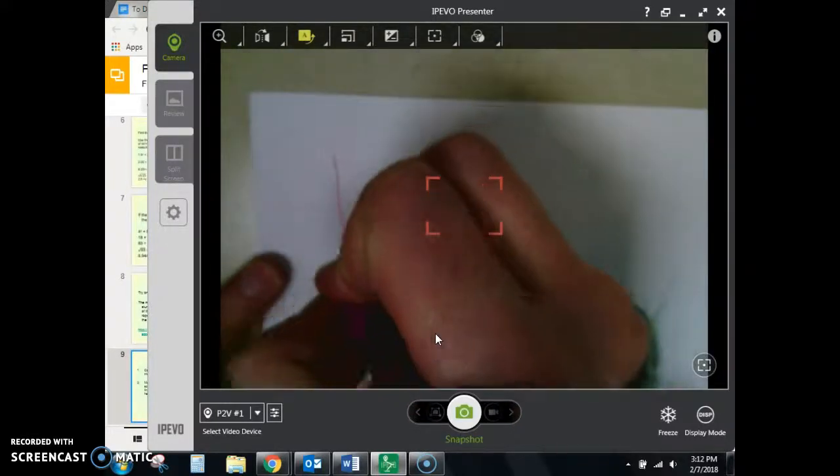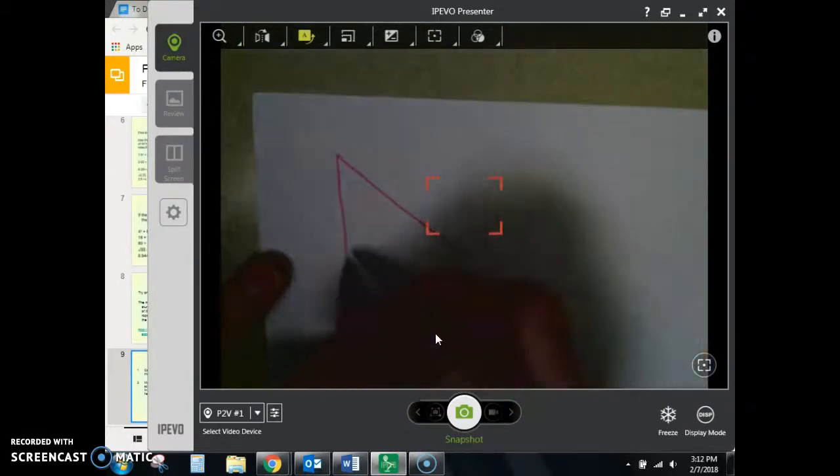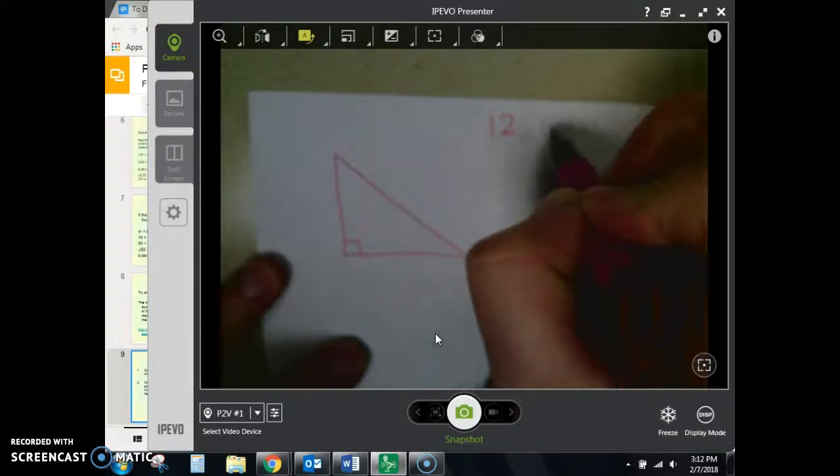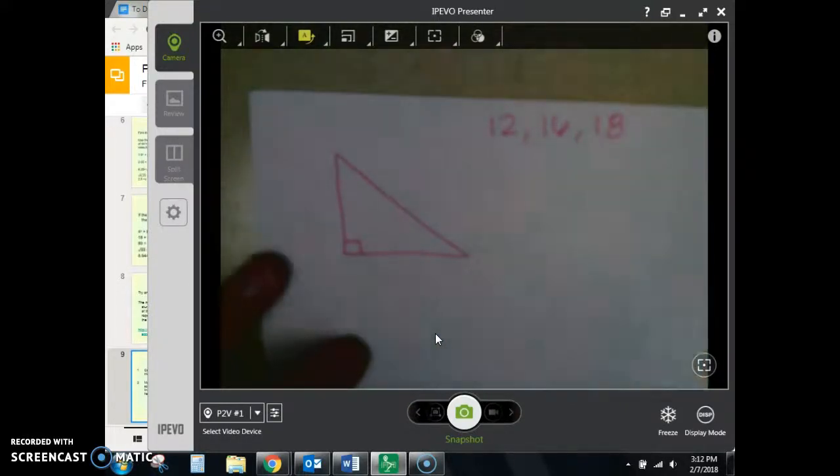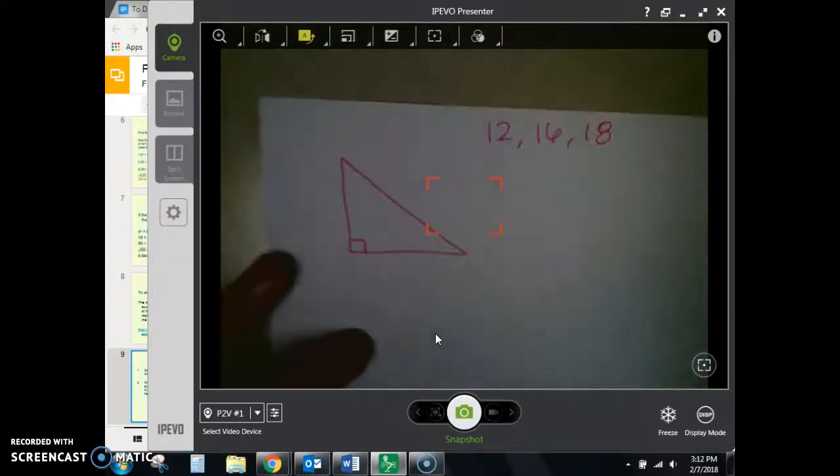First of all, draw a right triangle. Let's just assume that it works. So here's our right angle. We're talking about the sides 12, 16, and 18. Let's make this a little more clear, sorry.